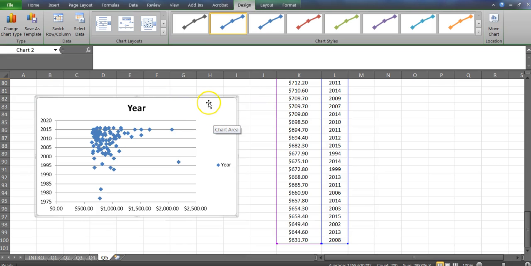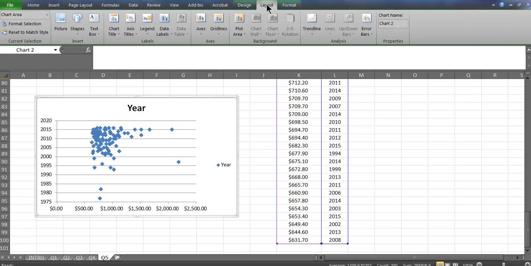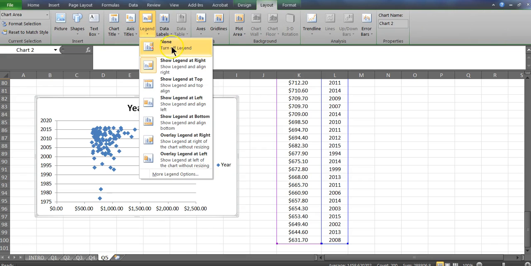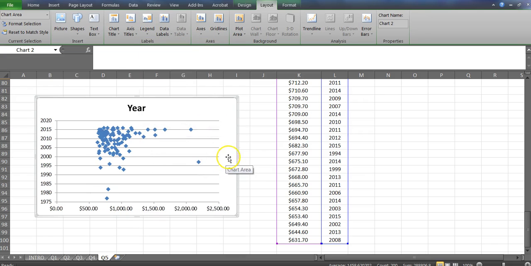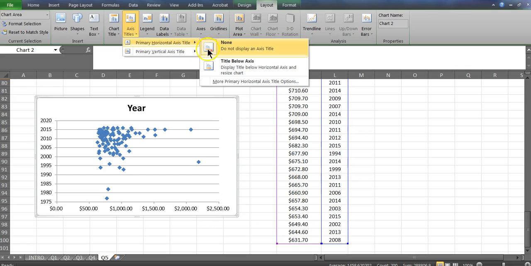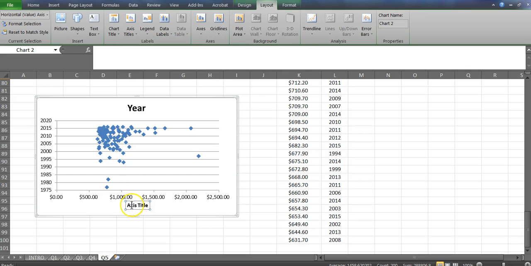Now, a few things you want to do here. You want to go to the layout tab here, get rid of the legend, so that's going to get rid of that. You'll want to add an axis title to each one. So in this case, you would put in dollars or gross movie sales or whatever. Do the same for the vertical column.